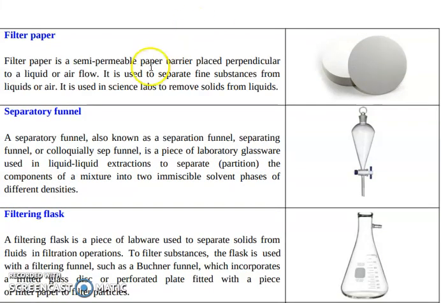Look at here, filter paper. Filter paper is a semi-permeable paper barrier placed perpendicular to a liquid or air flow. It is used to separate fine substances from liquid or air. It is used in science labs to remove solids from liquids.